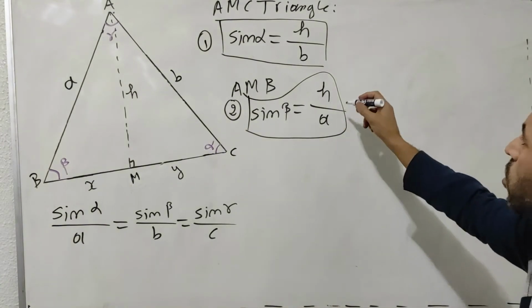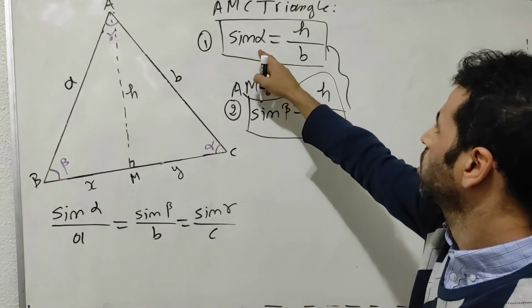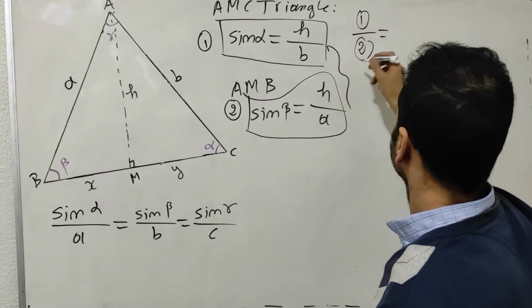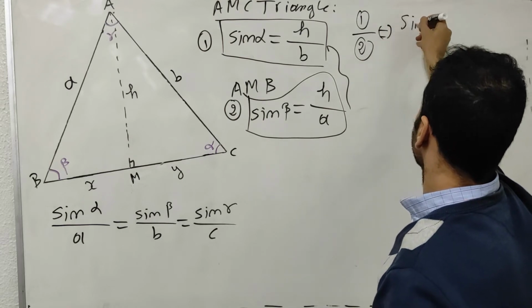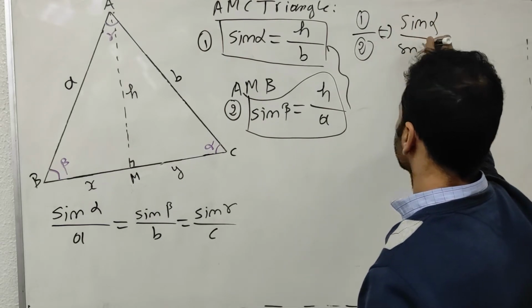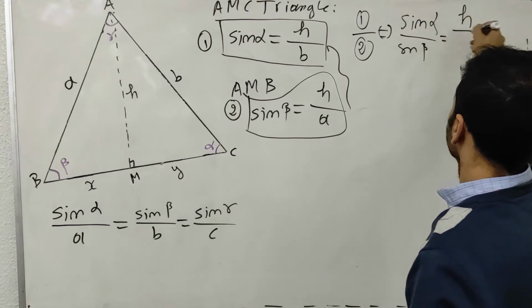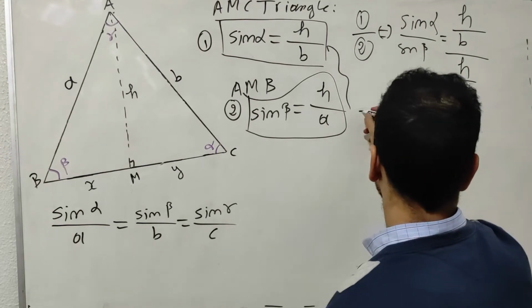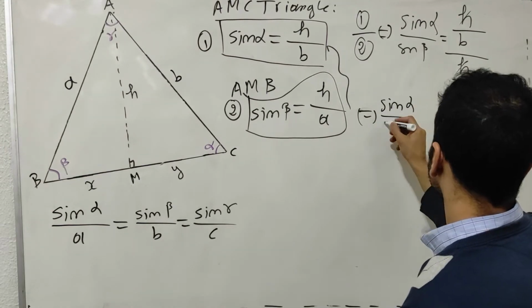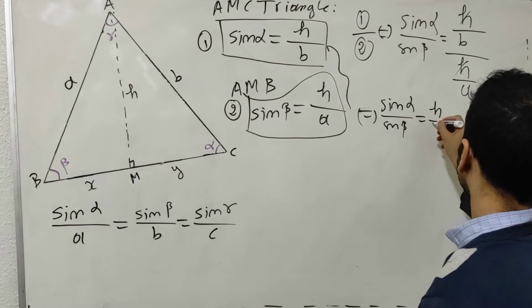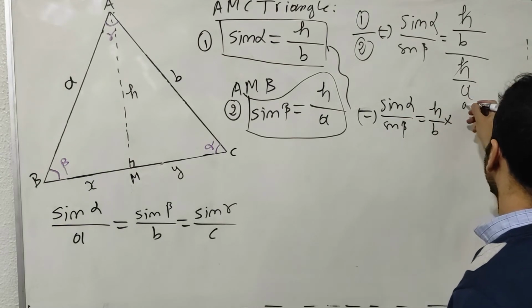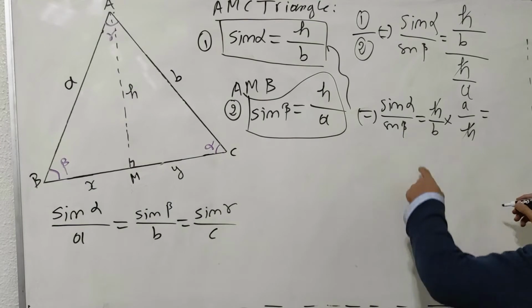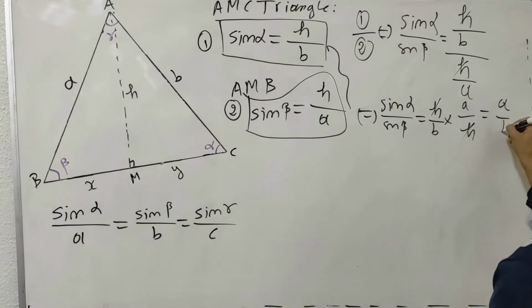I'm going to combine these two equations. I'm going to divide equation number 1 over equation number 2. This is giving us sine alpha over sine beta equals H over B multiplied by H over A. It's equivalent: sine alpha over sine beta equals H over B multiplied by the reciprocal of this one, which is A over H. So H will be cancelled out, and I will end up with A over B.